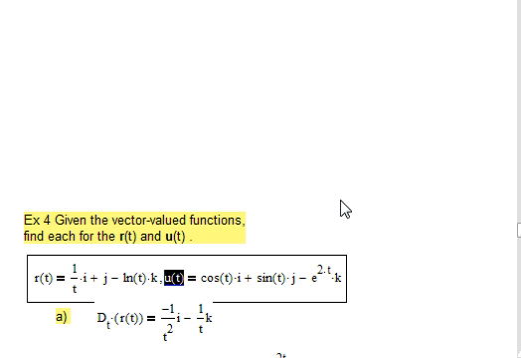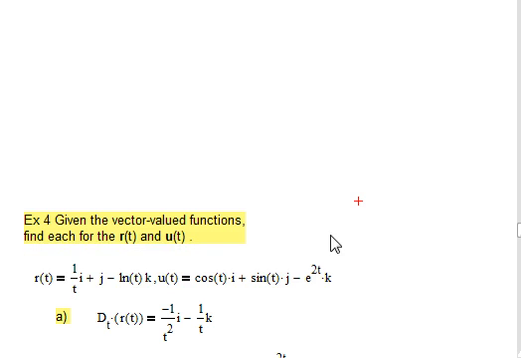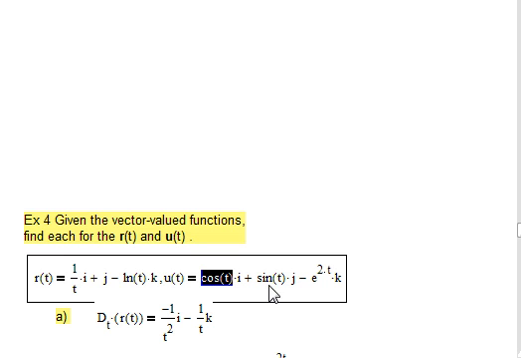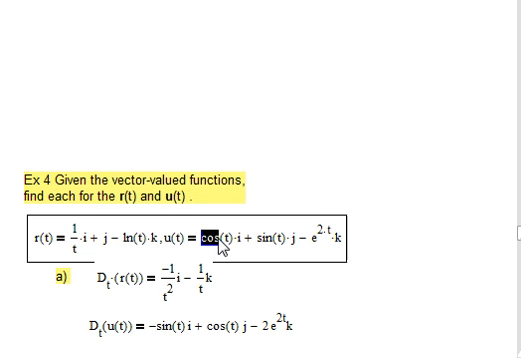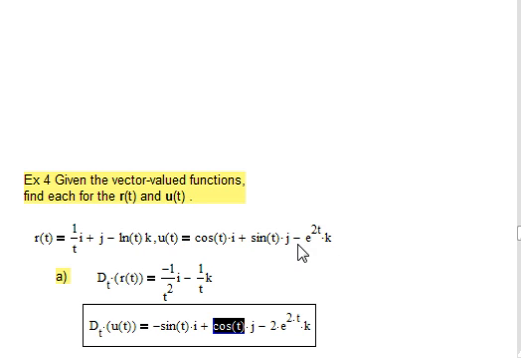If we also want to find the derivative of u, then the derivative of cosine is negative sine, the derivative of sine is cosine, the derivative of negative e to the 2t is negative 2 times e to the 2t. I think I said that wrong the first time. Now I said it right. And so we can verify that. Here's the derivative of cosine is negative sine, the derivative of sine is cosine, the derivative of negative e to the 2t is negative 2 e to the 2t, and there we have the derivative of the vector u.